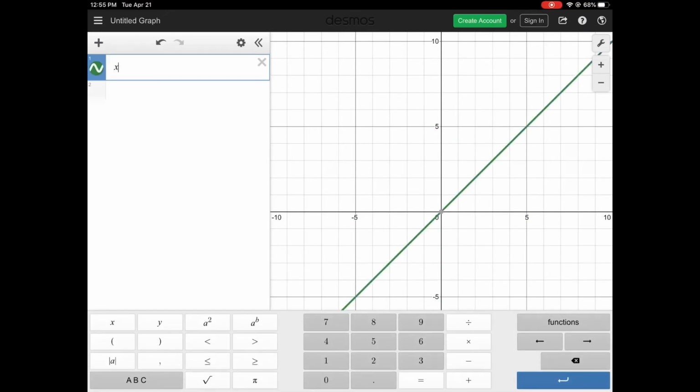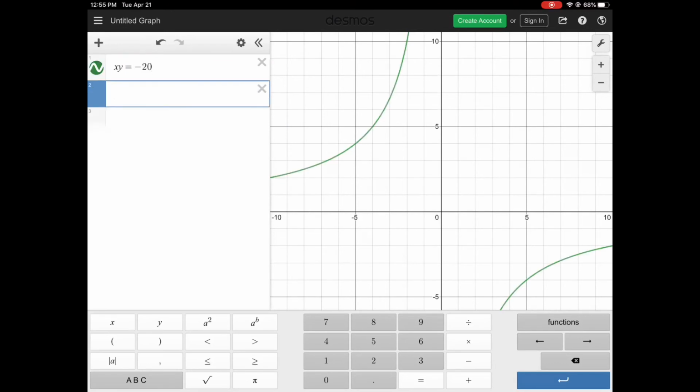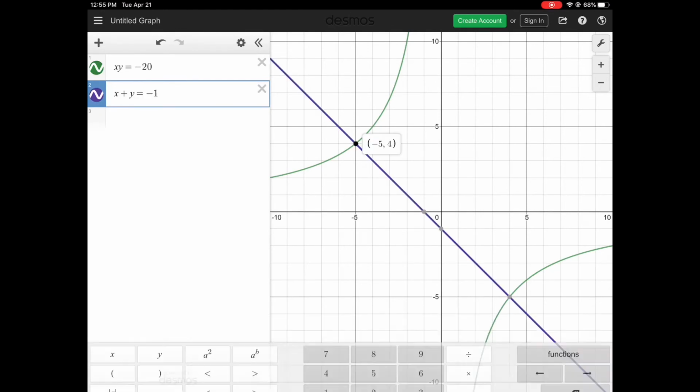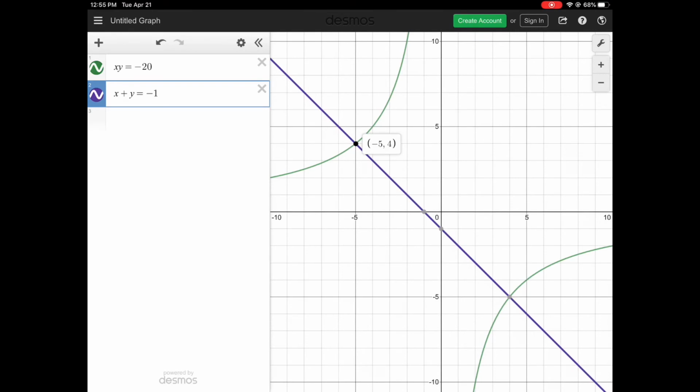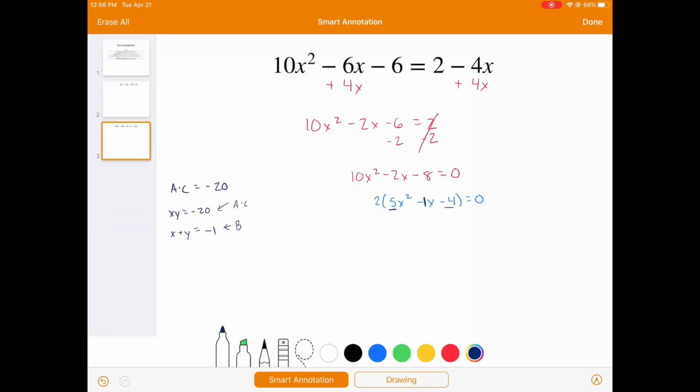Our system of equations: x times y is equal to negative 20, x plus y is equal to negative 1. It intersects at -5, 4. Same thing down here. They both give you the same two numbers. So those are our factors. So our factors of -20 are going to be -5 and 4. And then we can recreate our box.